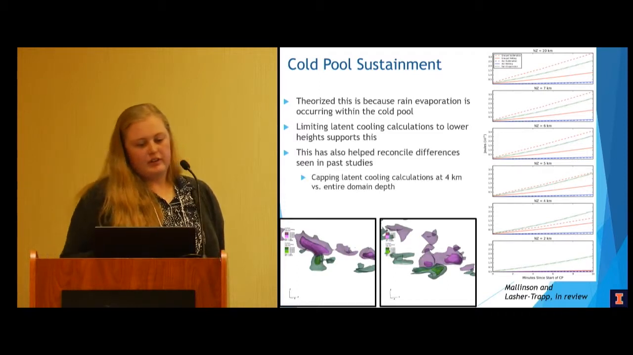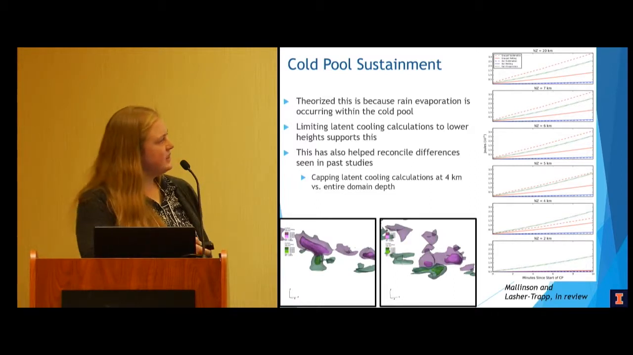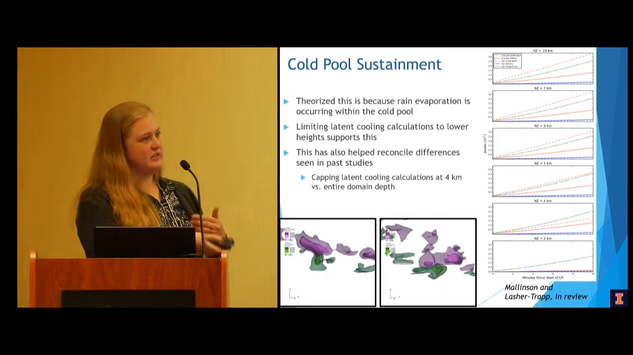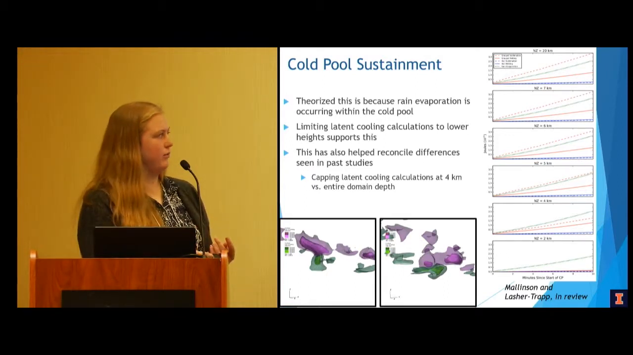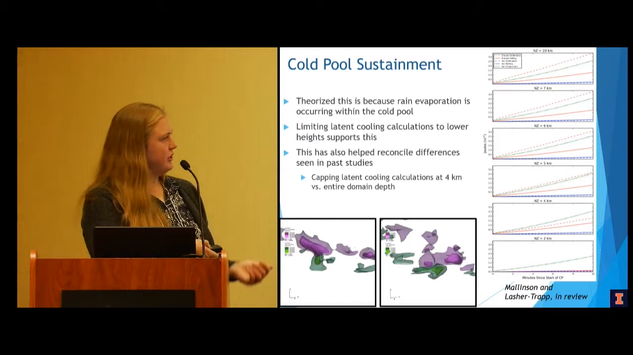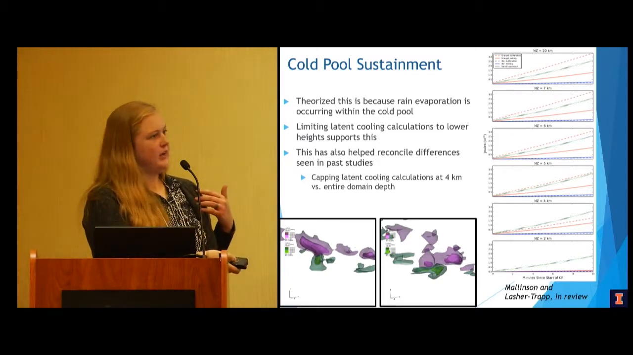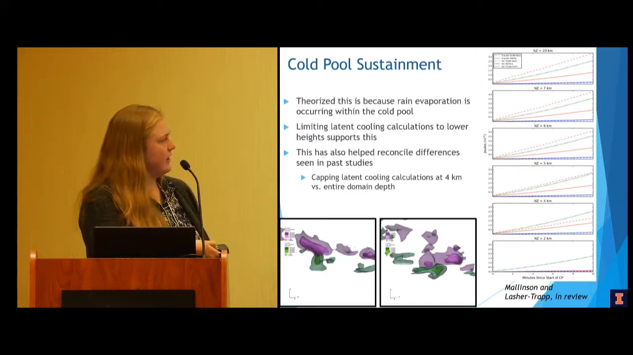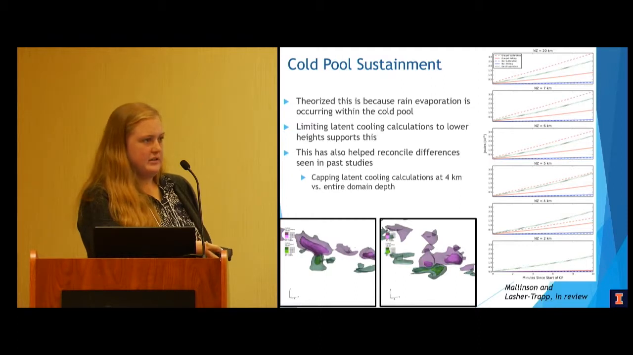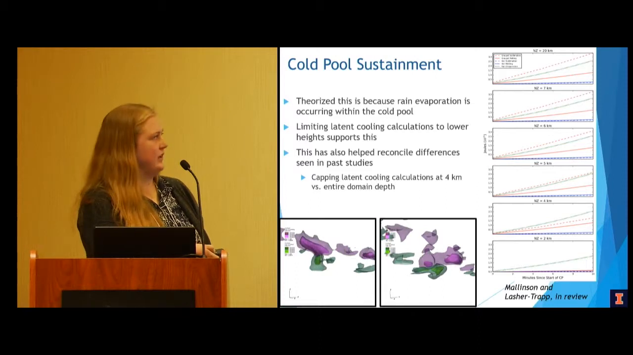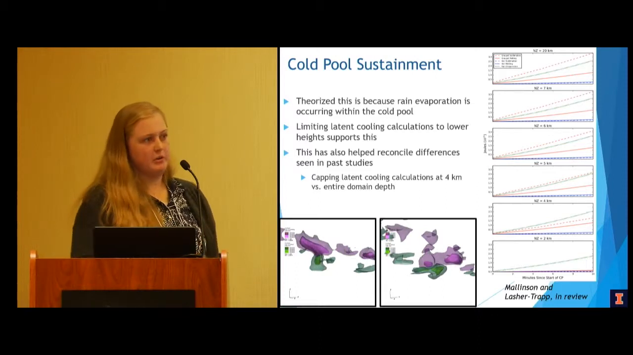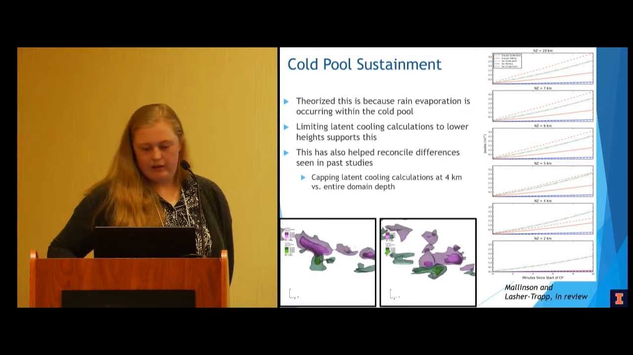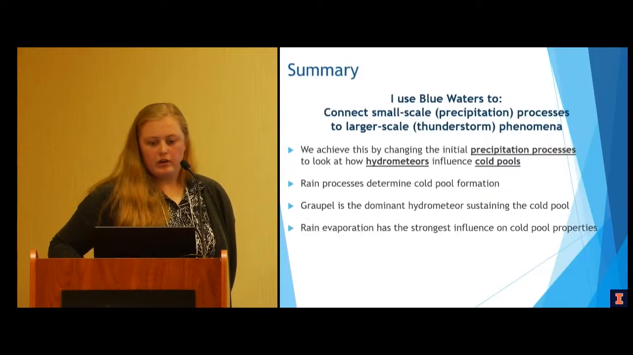This has actually been really helpful because it's helped to reconcile differences that we've seen in past studies. Past studies have also seen that rain evaporation is the most important for cold pool properties, but they showed that rain was the most dominant hydrometeor. But they capped their latent cooling calculations at 4 kilometers. So if you do that here, you do see that rain evaporation is the most dominant. But if you look through the entire depth of the atmosphere, graupel is the major contributor. So this has really helped clarify the picture of what's really going on.